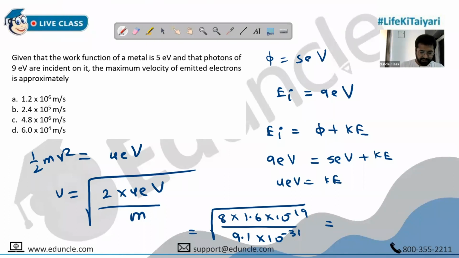So what do we have? 8 into 1.6 divided by 9.1. Yes, so that's 1.40. Under root of 1.40, we have got 1.18. 1.18 into 10 raised to minus 31 goes about 10 raised to plus 31. 31 minus 19 is 12. Under root of 10 raised to 12 is 10 raised to 6. So 1.18 into 10 raised to 6, answer is option A, 1.2 into 10 raised to 6. Make a note, please.